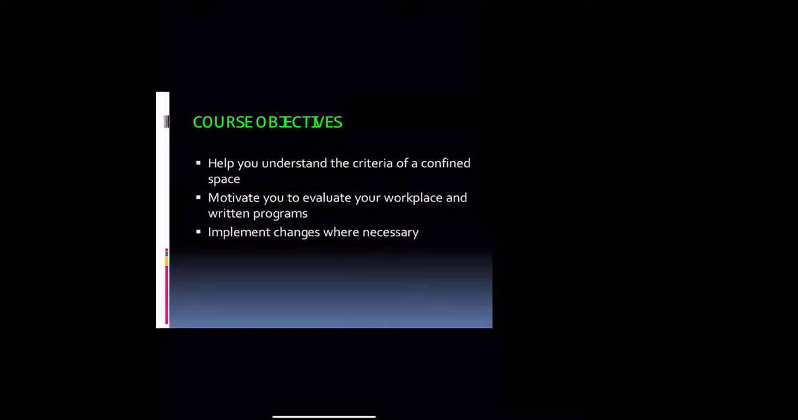What is it? What is it actually defined as? It's to motivate you to evaluate your workplace written programs. And keep in mind, that's done on an annual basis. So every single year, you got to dust off the binder and review the written program, make changes where necessary. Make sure things are still implemented. Go for it, update, and delete.